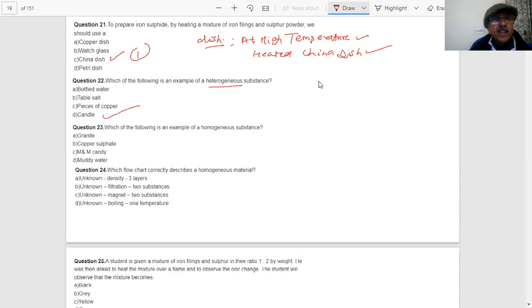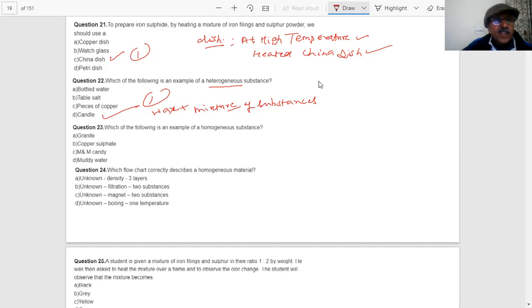Heterogeneous substance. Candle. Candle contains what? In the candle, wax and some other substances. What is wax? Wax has got some chemical compounds in it. Wax is a mixture of hydrocarbons, paraffins, what they call a mixture actually. There is more than one substance. There is a mixture of substances, students, and that is what we call heterogeneous substance. That is the correct answer, students.